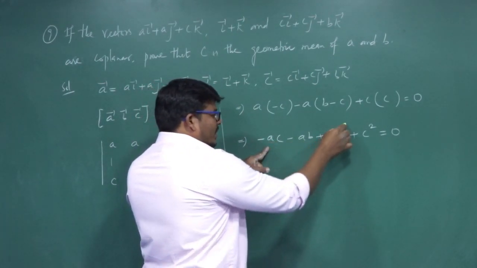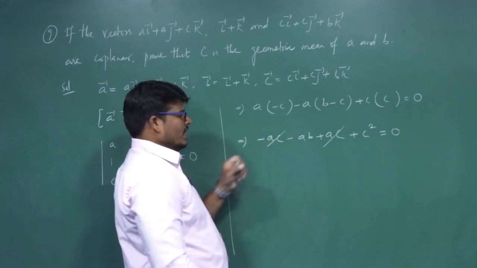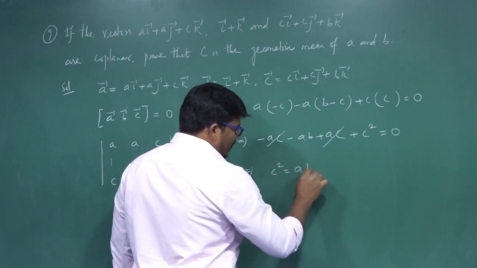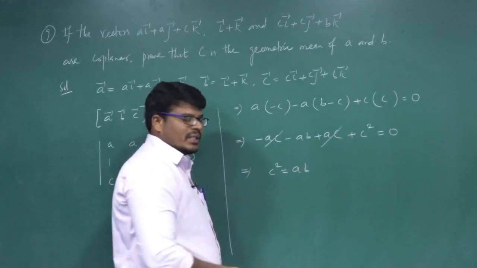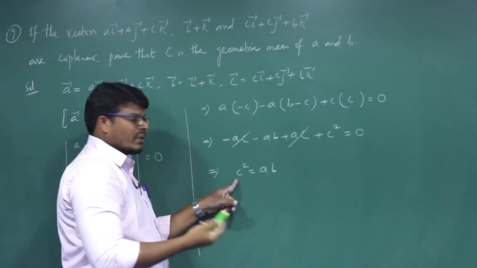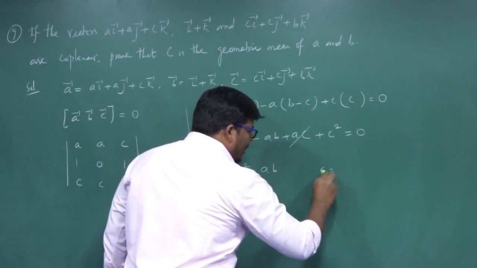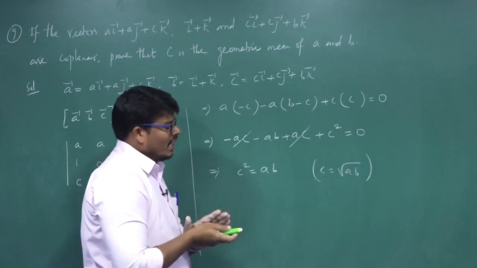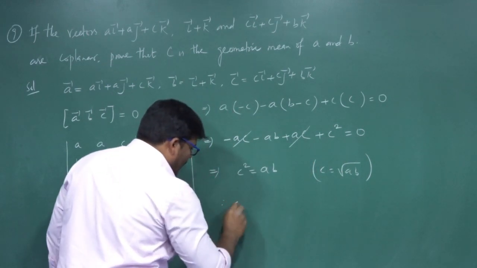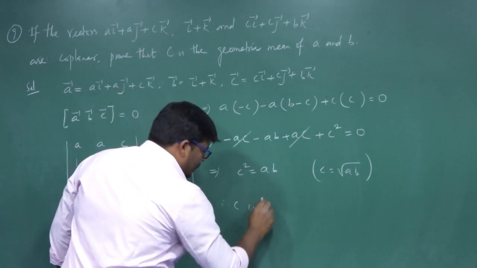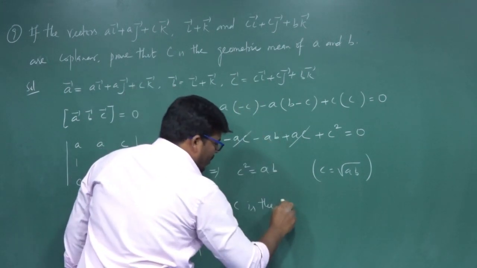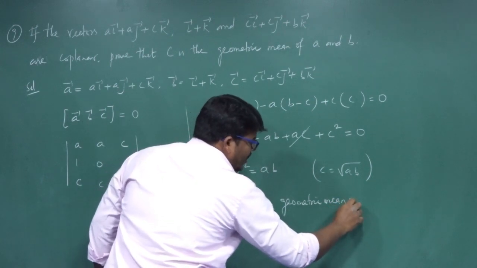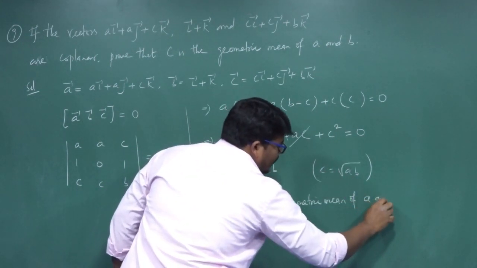Now minus ac plus ac gets cancelled. That implies c square equals ab, taking minus ab to the other side. c square equals ab means c equals root of ab. Root of ab means the geometric mean of a and b. Therefore, c is the geometric mean of a and b.